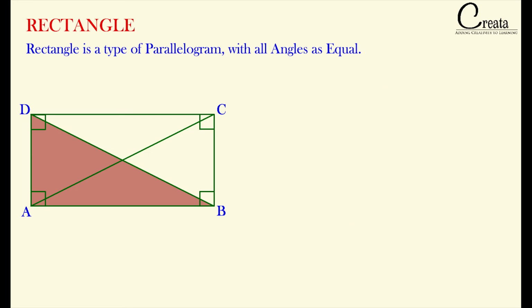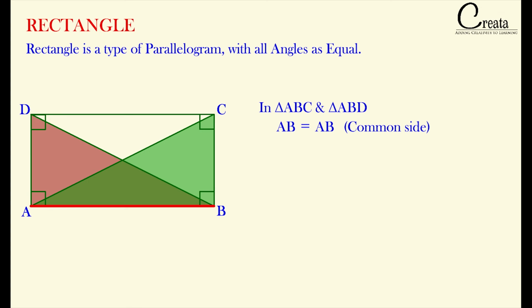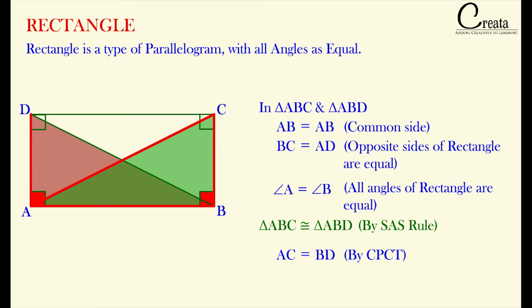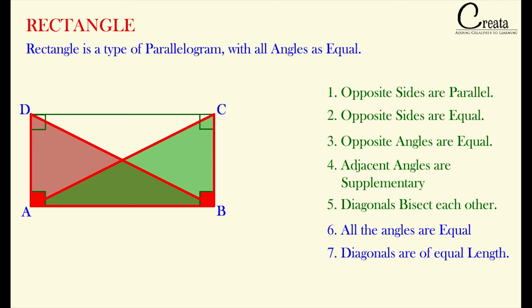Let's take triangle ABC and triangle ABD. AB is equal to AB, that is the common side. BC is equal to AD, as opposite sides of a parallelogram are equal, and a rectangle is a type of parallelogram, so its opposite sides will be equal. Angle A is equal to angle B, as both angles are 90 degrees. So if we apply the SAS rule, both triangles are congruent to each other. By CPCT, the corresponding sides are equal, that is AC is equal to BD. Very simple proof. Rectangles have equal diagonals. This is the additional feature apart from the properties of the parallelogram.